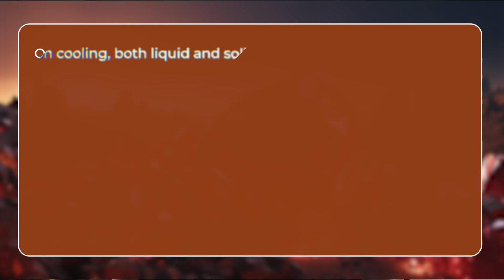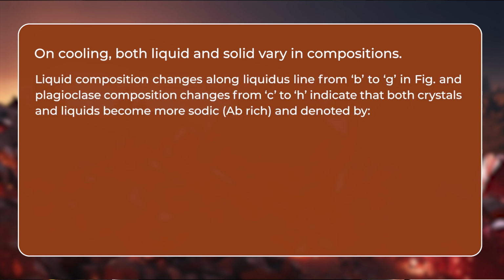On cooling, both liquid and solid vary in composition. Liquid composition changes along the liquidus line from B to G in the figure, and plagioclase composition changes from C to H, indicating that both crystals and liquids become more sodic, or albite rich, denoted by liquid 1 plus plagioclase 1 equals liquid 2 plus plagioclase 2.